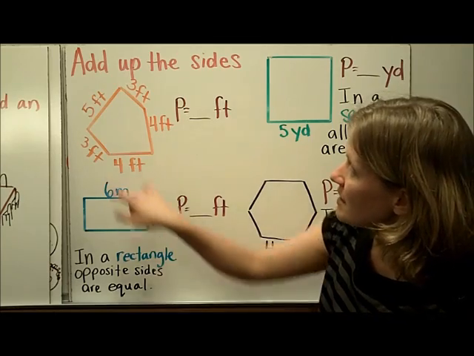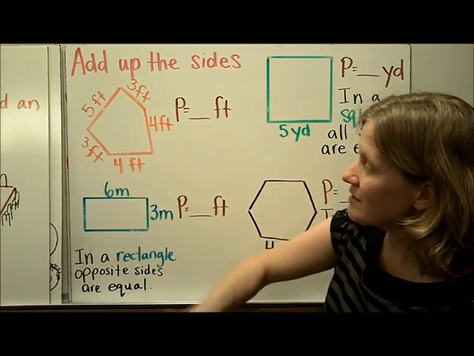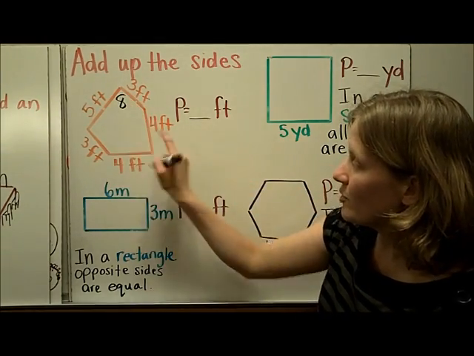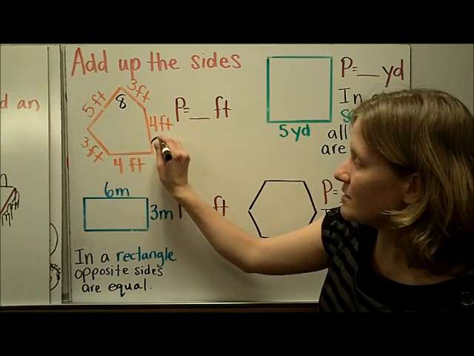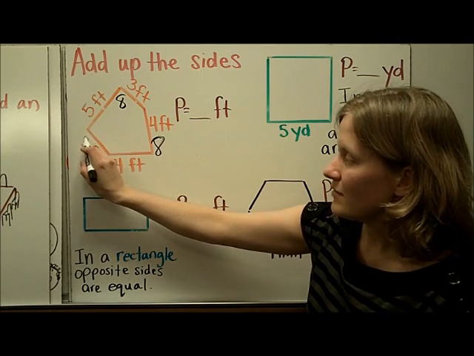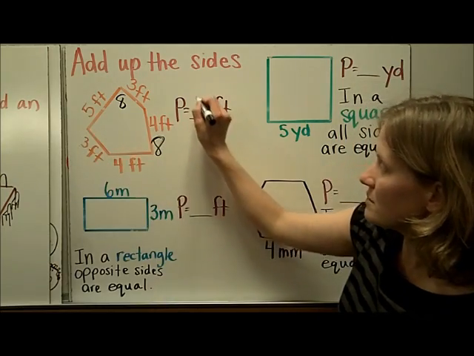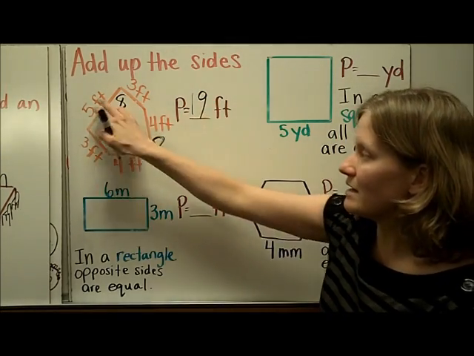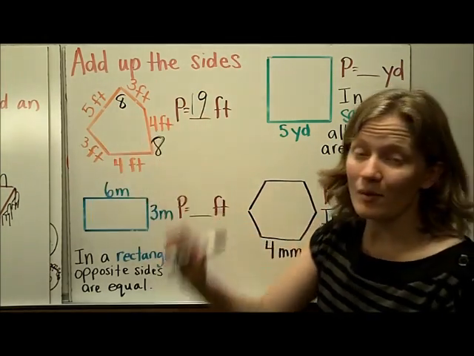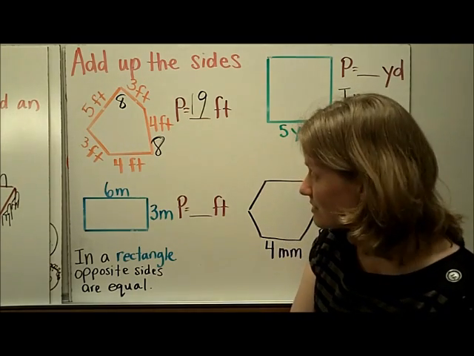So I see that 5 plus 3 makes 8, and 4 plus 4 makes 8, and I know 8 plus 8 is 16, 17, 18, 19. So the perimeter, I just added each of those lengths up. The perimeter of the pentagon is 19 feet.